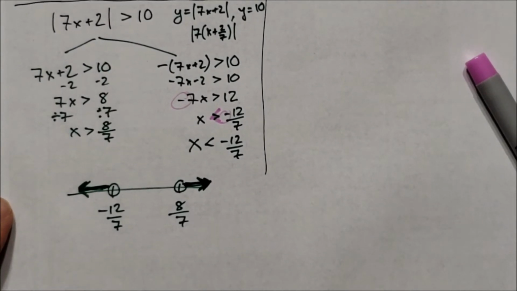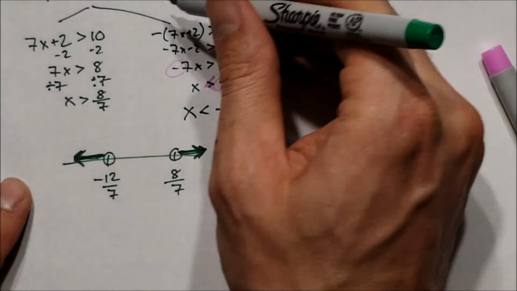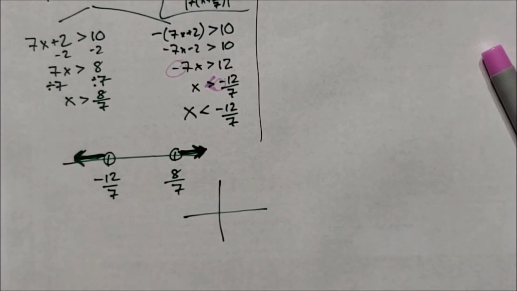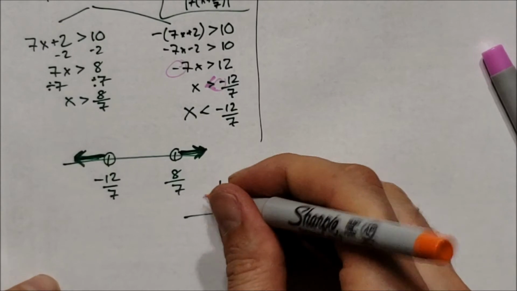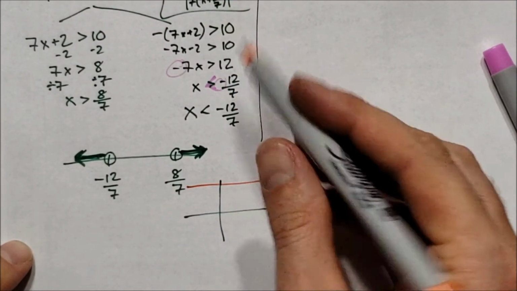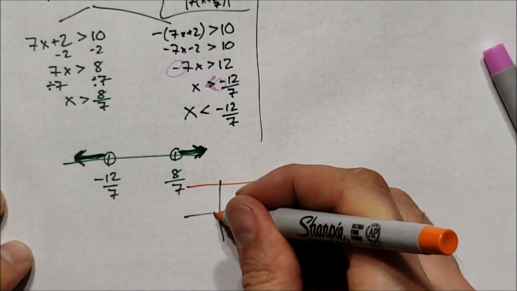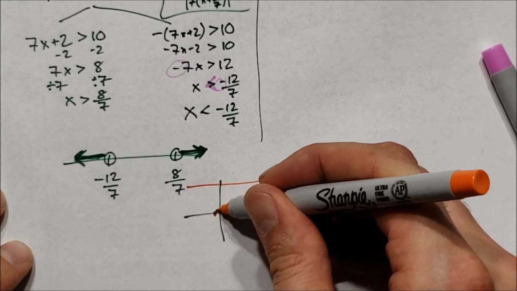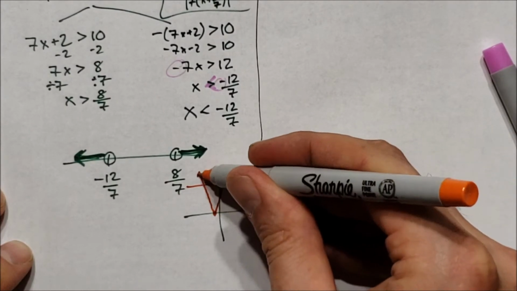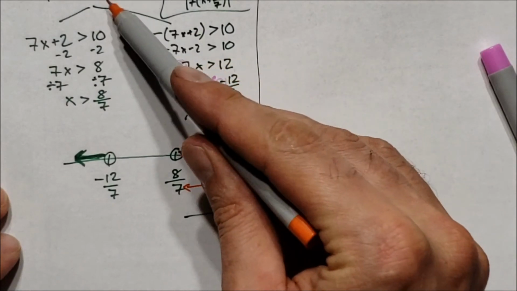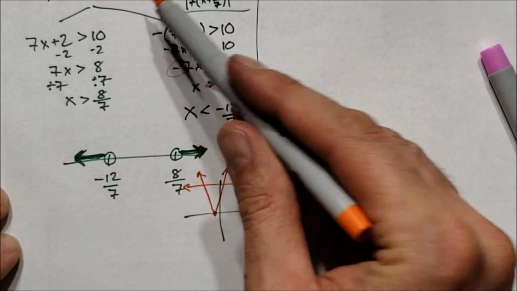So let's go ahead and graph this. XY, again we have our y equals 10, and then the absolute value, shifted to the left 2/7, right about there, and then it's much steeper. It's looking like that. We want to know where this absolute value function is greater than 10.